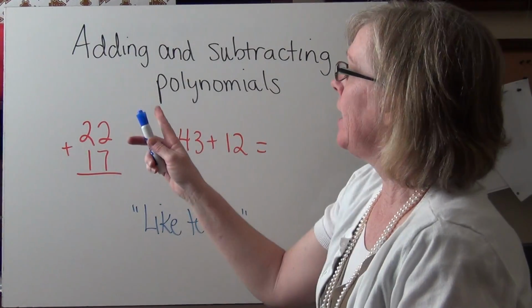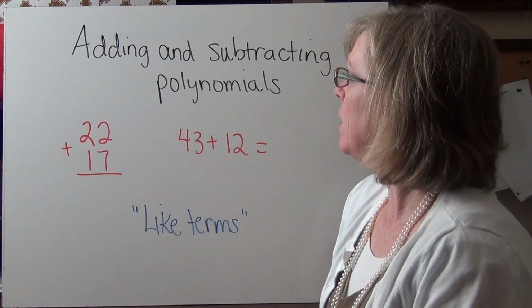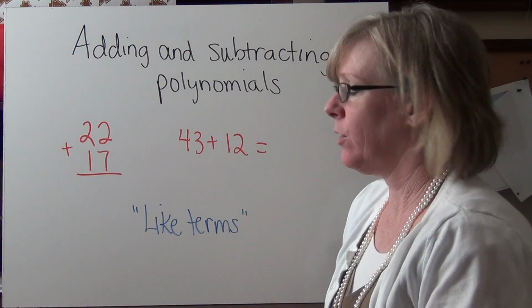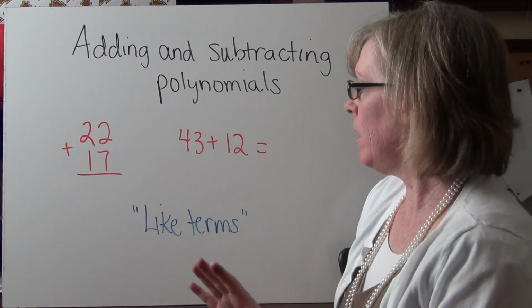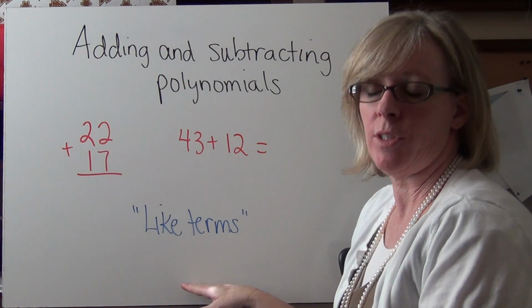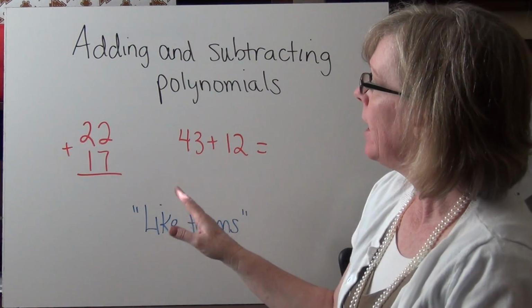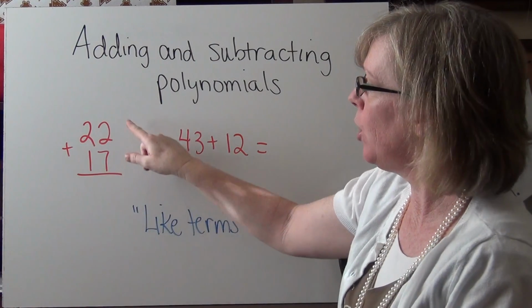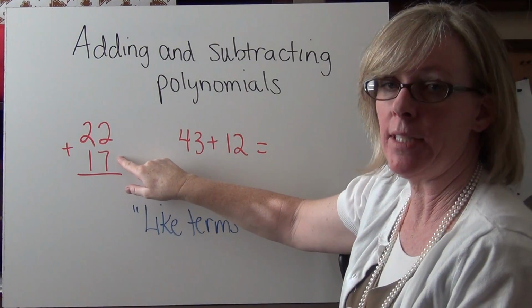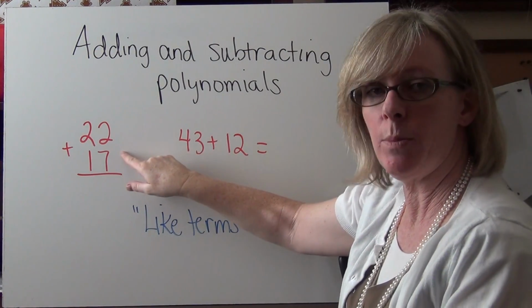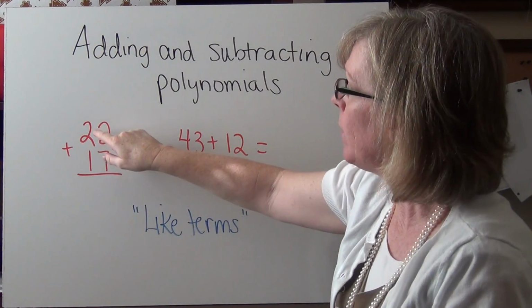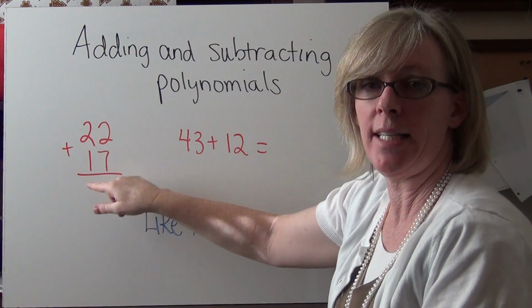Okay, this is adding and subtracting polynomials. Now, you've been adding and subtracting forever, and what I want to talk about is this idea of like terms, which confuses students sometimes. But when you add numbers like this, you know that you're supposed to add this 2 and this 7 together because they're both in the ones place. That's like terms. You add this 2 and this 1 because they're both in the tens place.